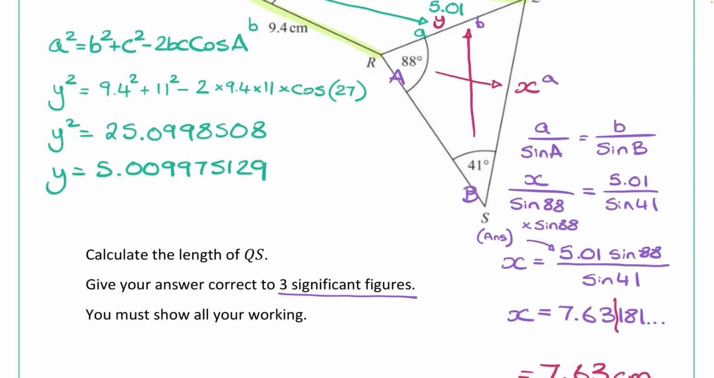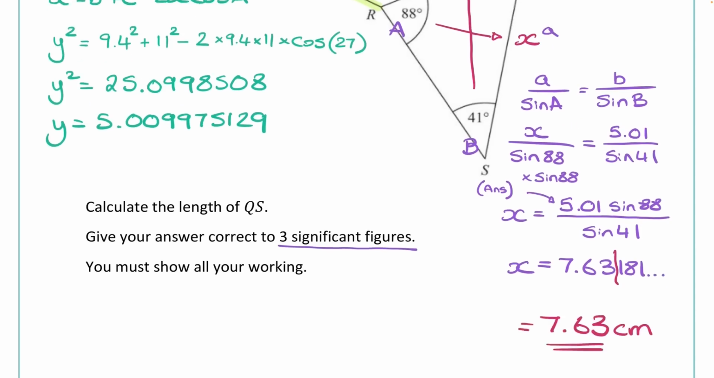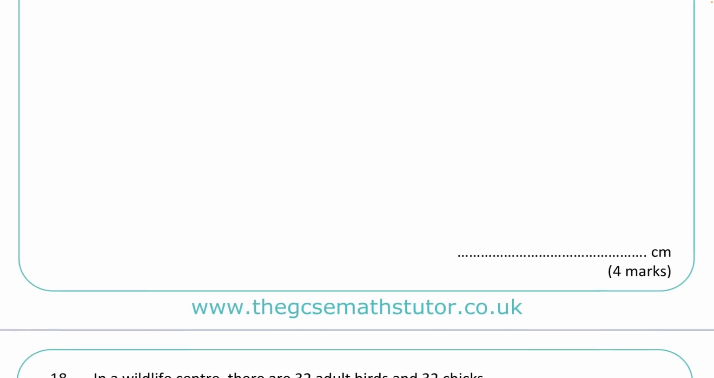So there we go, a big combination there of using the cosine rule and the sine rule, and that really important step there of knowing when to use the sine rule and when to use the cosine rule, and it's all related to whether you have those pairs of opposites. So 7.63 as my final answer, and there we go, that was the sine and the cosine rule.